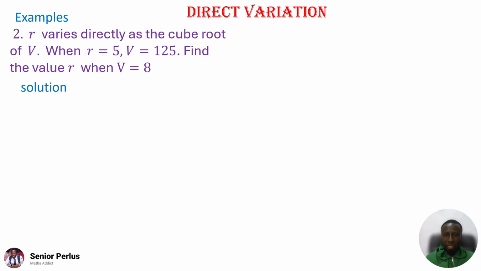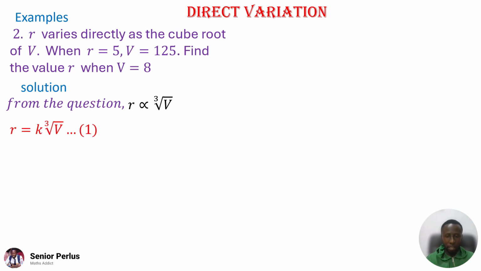From the question, we are saying that R varies directly as the cube root of V. So in mathematical expression, it will be this. R varies directly as the cube root of V. This is the cube root of V, please. So let's put it in mathematical form, that's where you introduce the constant. Rather, you put it in equation form.